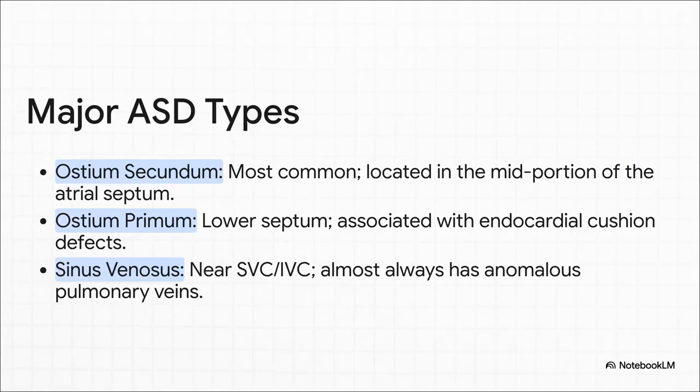The ostium secundum is usually an isolated issue, but when you see an ostium primum defect, which is lower down, your brain should immediately jump to thinking about the mitral valve. They're often found together. And this is a big one. If you've got a sinus venosus defect way up high, you absolutely have to look for anomalous pulmonary veins. Missing that is a huge deal and totally changes your management plan.